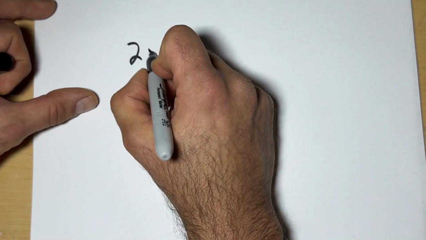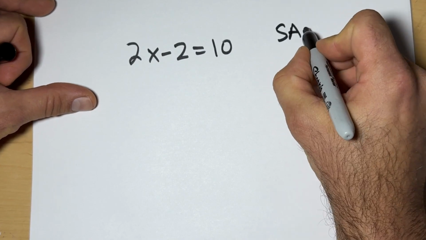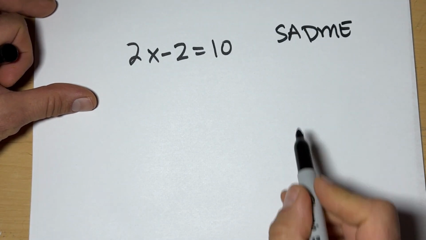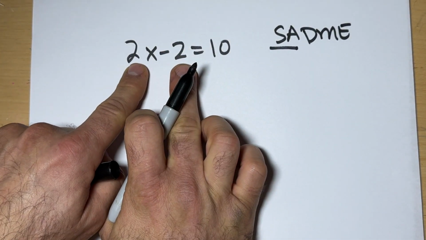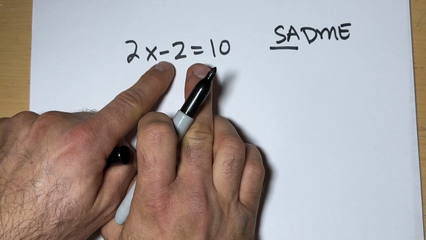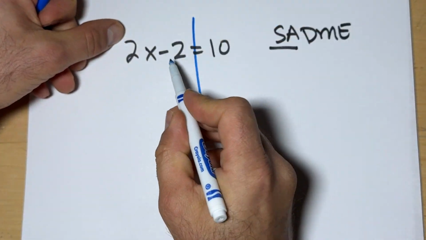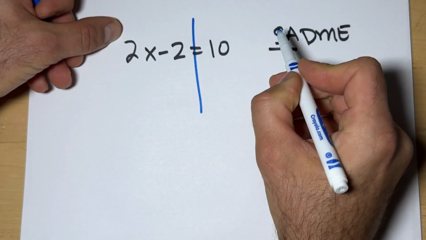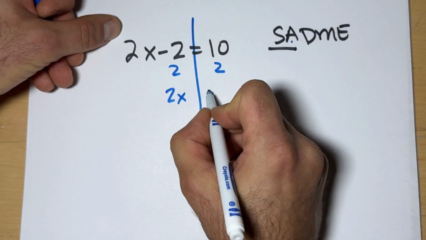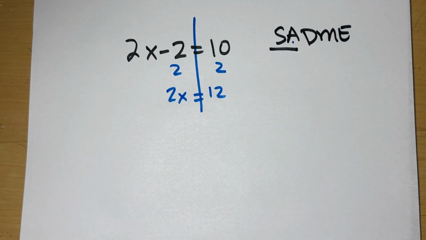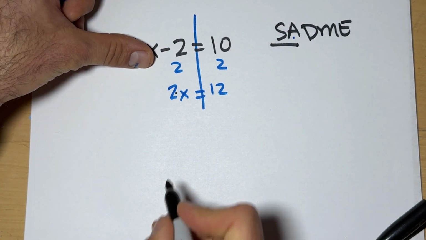I have an equation, and I don't know how to solve it. SADME. We're going to use PEMDAS backwards. We're going to add and subtract first. So we see adding and subtracting is these two, 2 times x minus 2. So we're going to try to get rid of it by doing opposites. So what's the opposite of subtracting 2? We add 2. So let's add 2 to both sides. 2x now equals 12. Now 2 times x equals 12 has an opposite. The opposite of 2 times x is to divide.